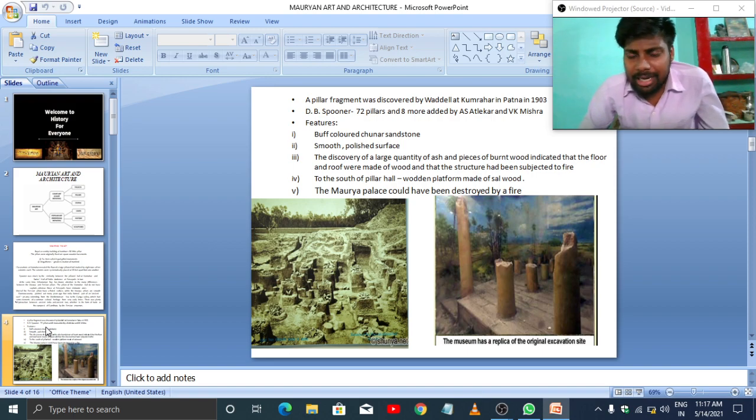But there is one aspect: how such Mauryan palaces ended. Historians say that it was attacked by fire, because we have found a large quantity of ashes and pieces of burnt wood, which indicate that the floor and roof were also made of wood. And these wooden structures were subjected to fire. So the fire conflagrated the Mauryan palaces. This is one aspect historians mostly mention. So the Mauryan palaces probably were destroyed by a fire.